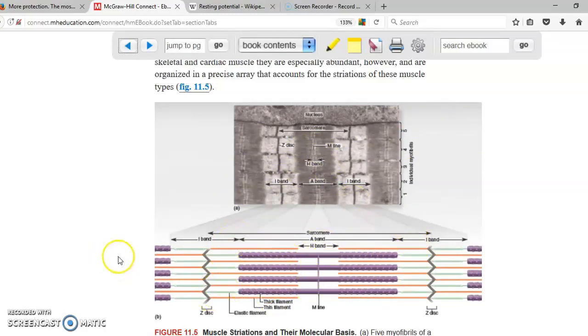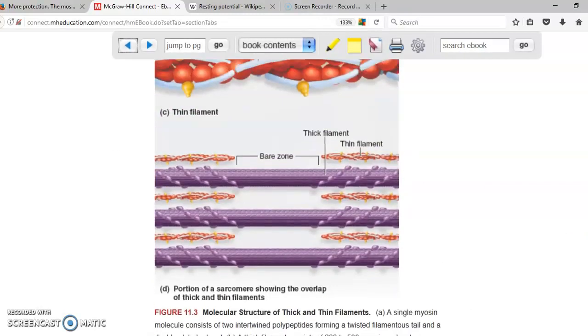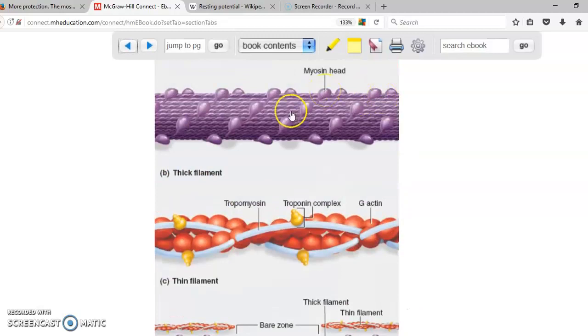clear, darker, and this is the sarcomere, and it has different lines and bands, and that's why you see these names right here. So this is the H band, the M line, the Z disc. The sarcomere goes from one Z disc to the other. Now there are a couple of things that are very important. This is the myosin head. In the actin or thin filament, you're going to have three players: actin, troponin, and tropomyosin.